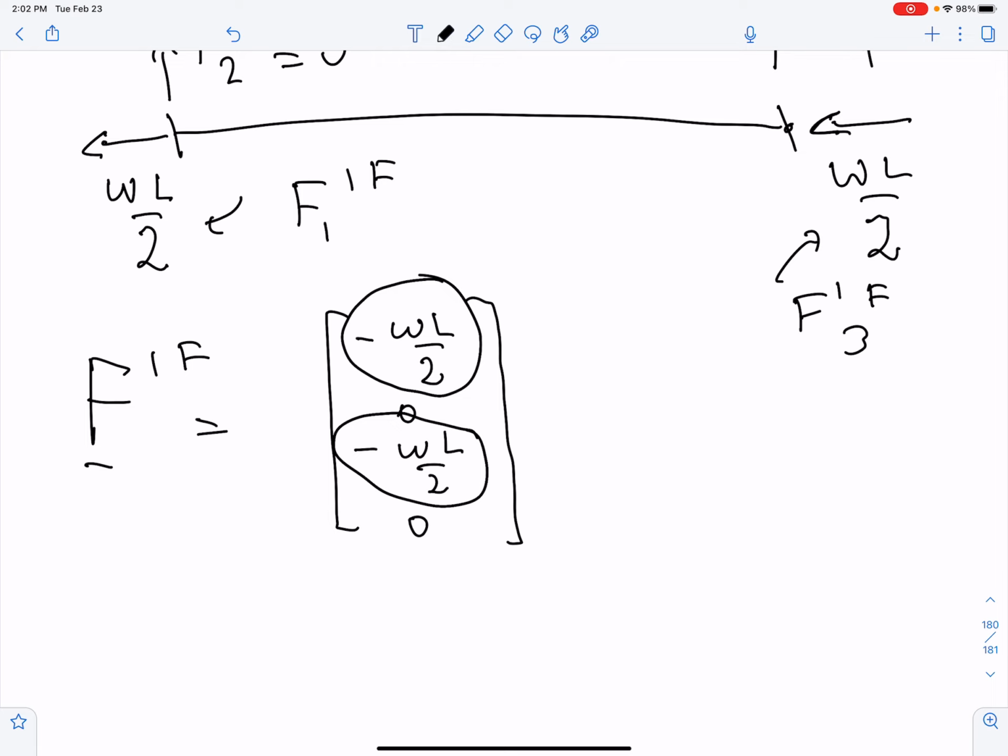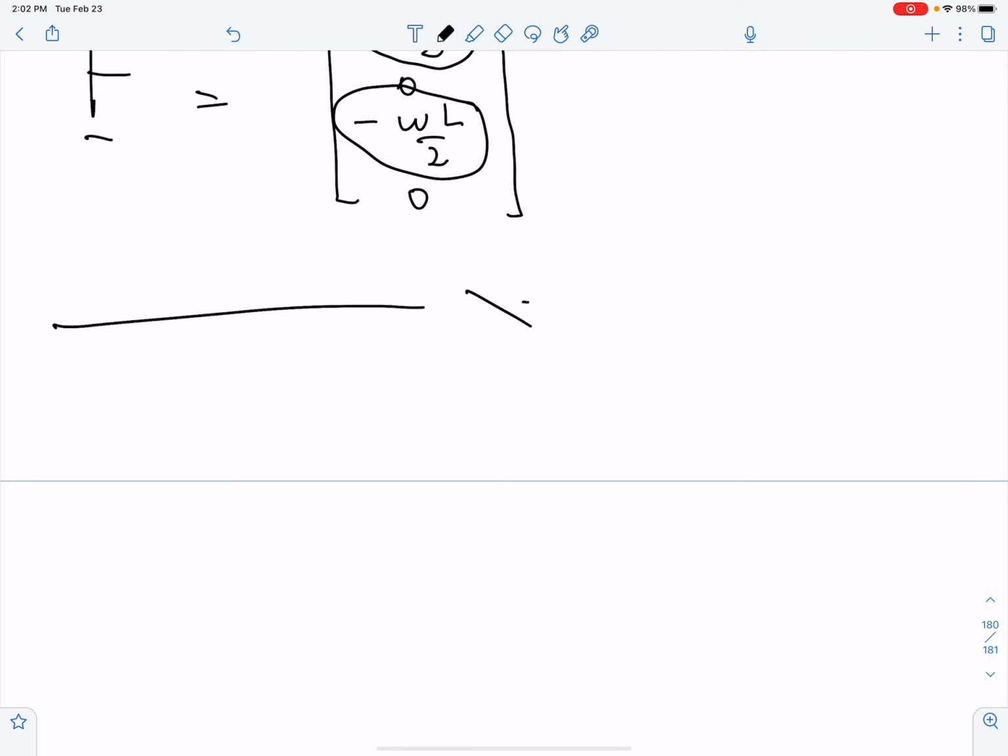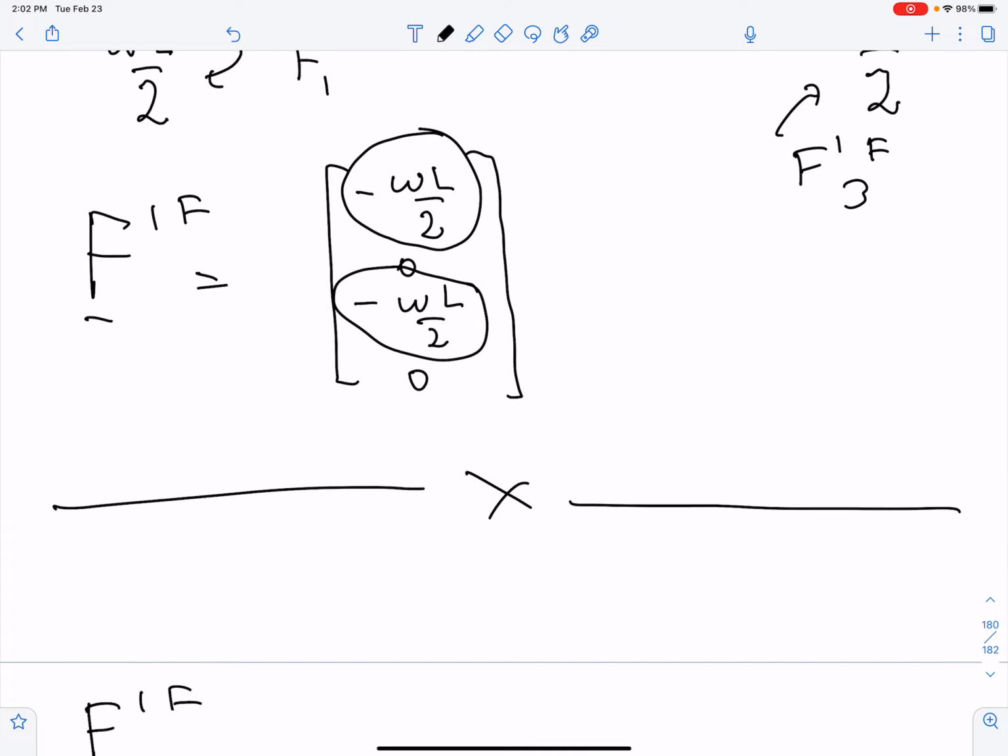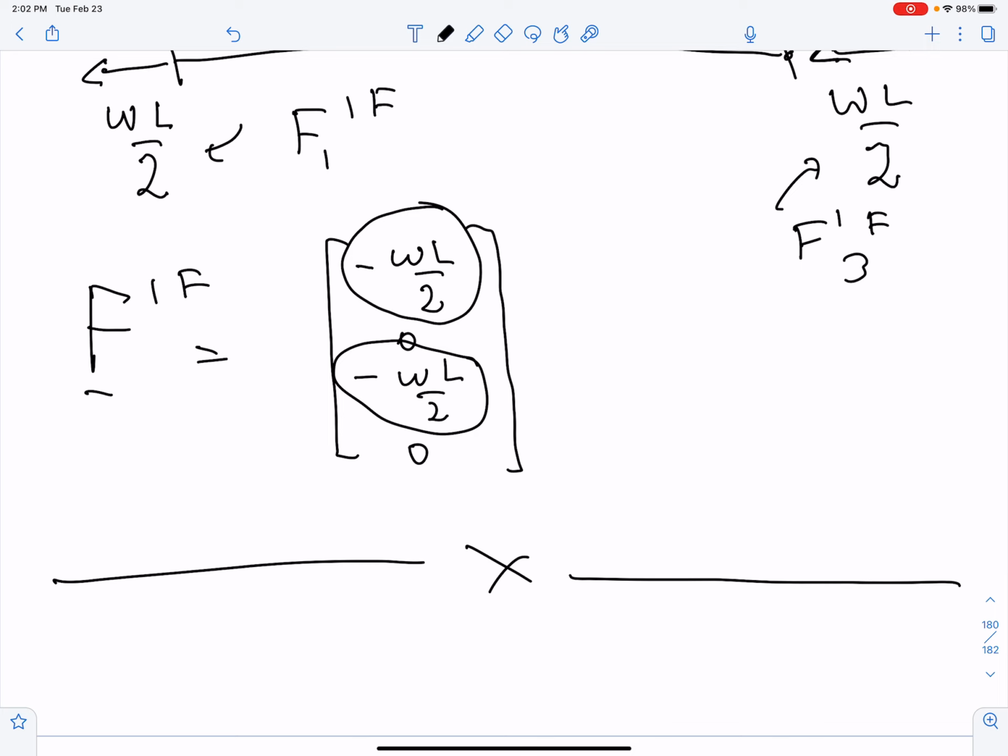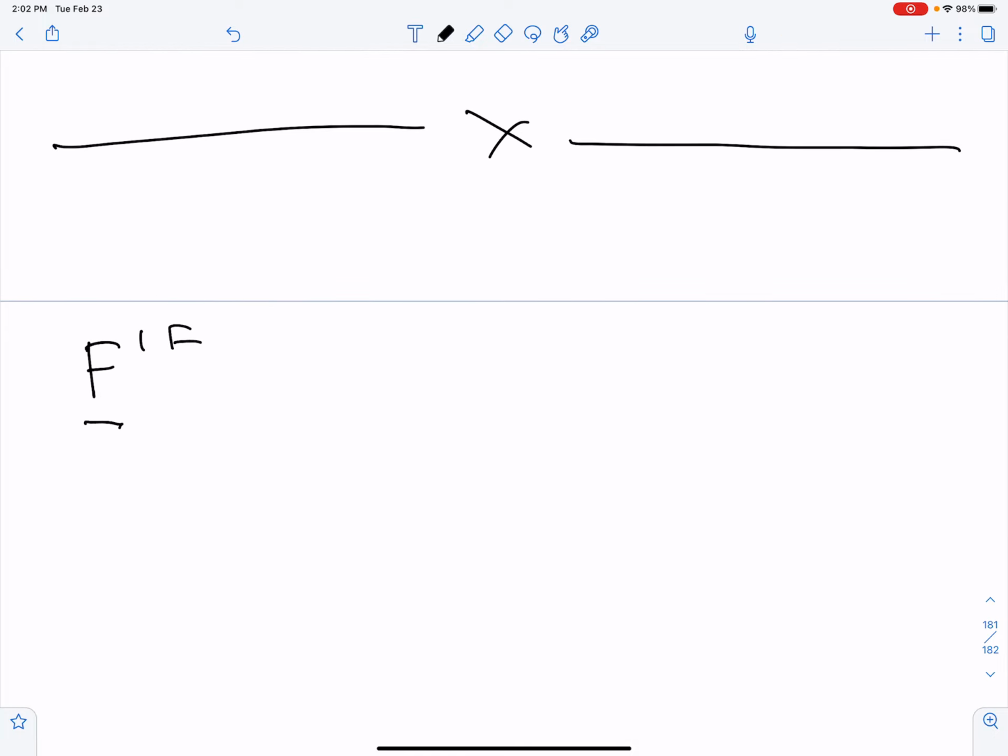Good. All right. So where do you go from here? You start with F prime F. And this is what F prime F looks like for a constant load. I mean, you can check what happens with other load shapes, like linear.